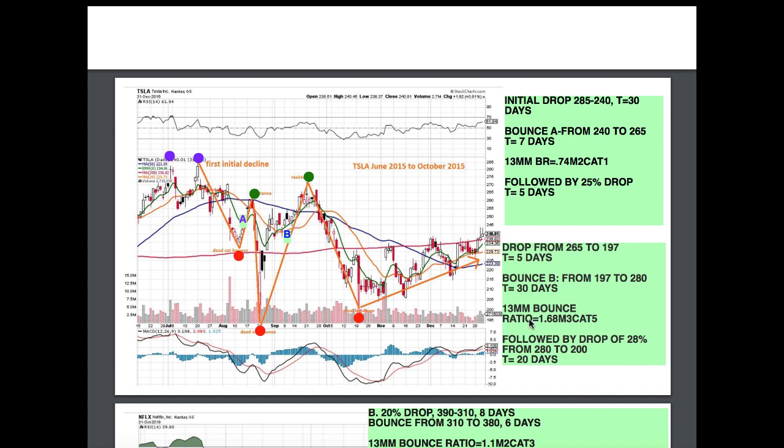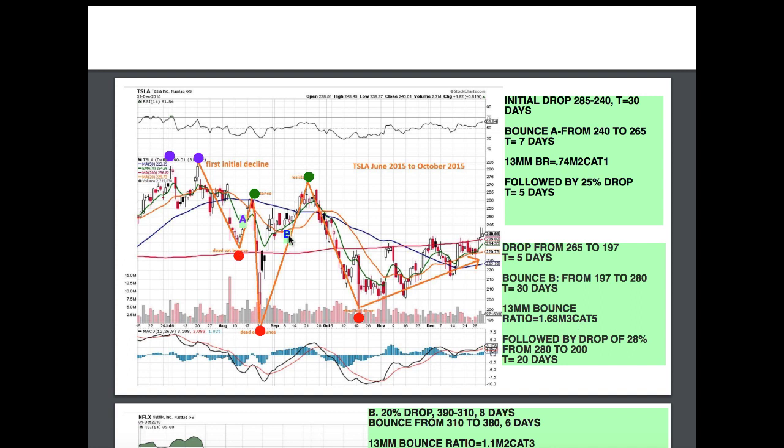And in this particular case, it's like 1.68. So this is almost like an extreme example. It's typically not going to happen with the majority of the stocks, but clearly Tesla is not your typical stock. So I've inserted this example to let you know that crazy circumstances like that will happen on occasion. So a ratio of 1.68, magnitude 3, category 5 in this particular case.